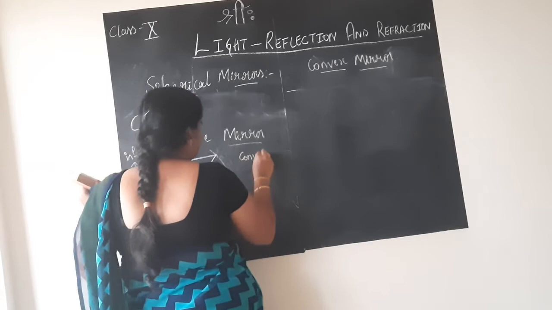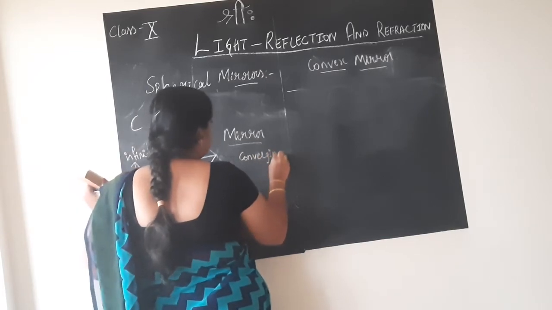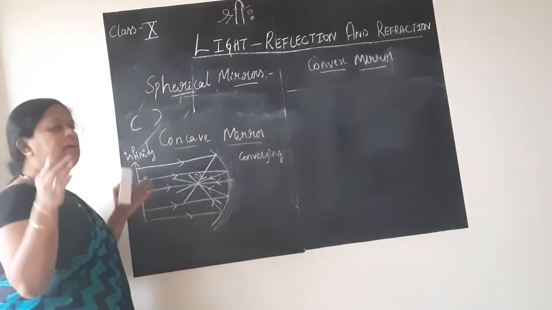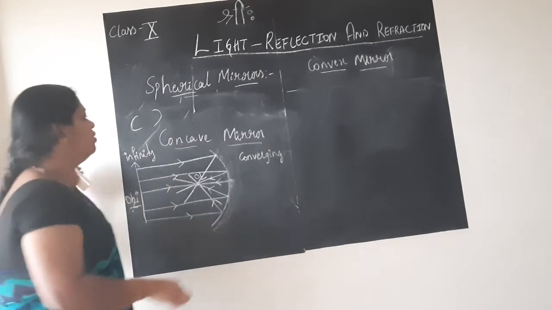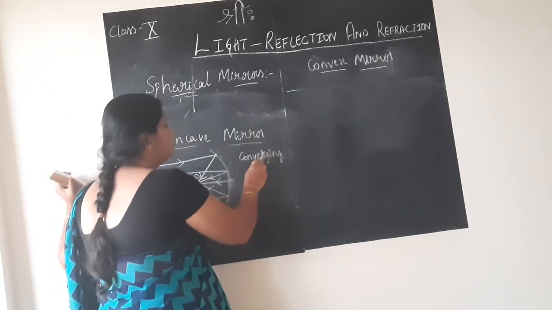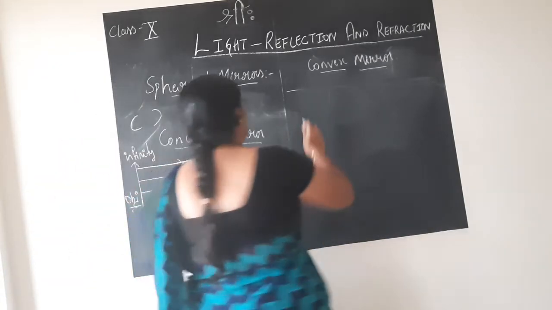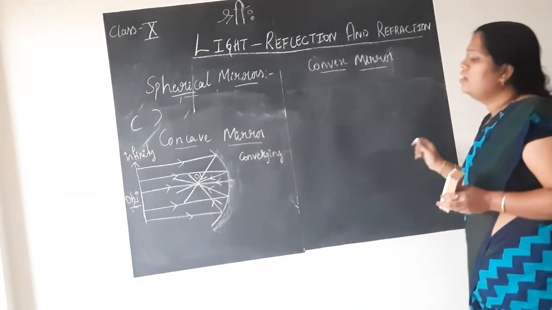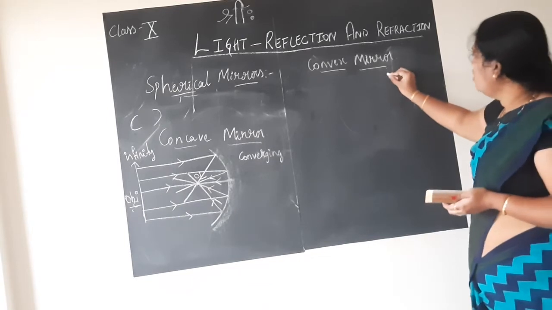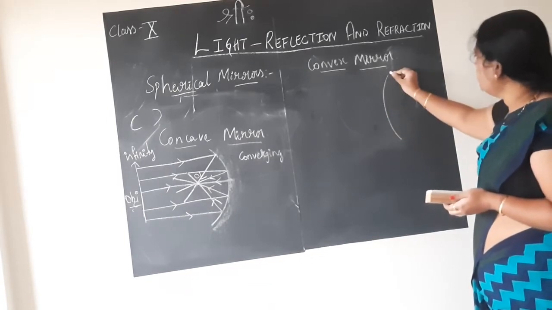This word is important and new to you as well. Converging. Coming and meeting or coinciding at one point. Converging at or meeting at one point. Now let us see what will happen in case of convex mirror.